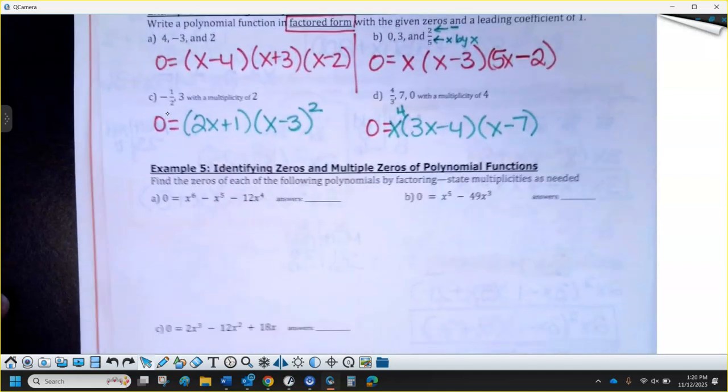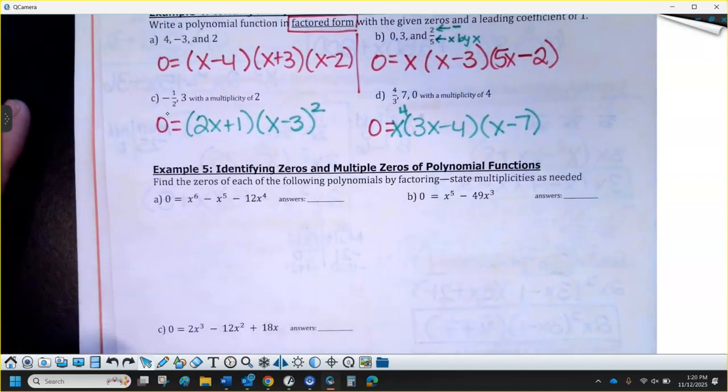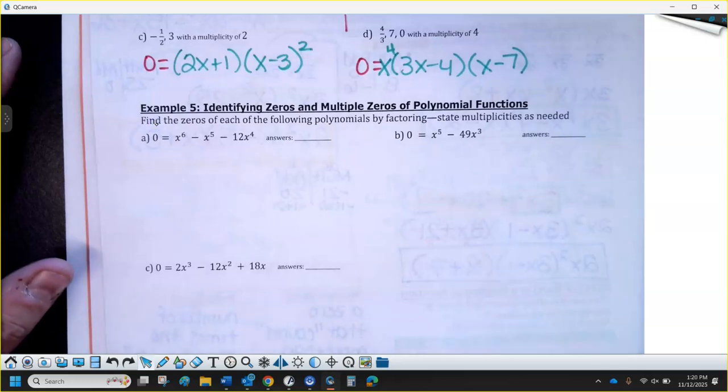Here's all we're going to do at the bottom. These are all in standard form. We're going to solve these equations real quick.